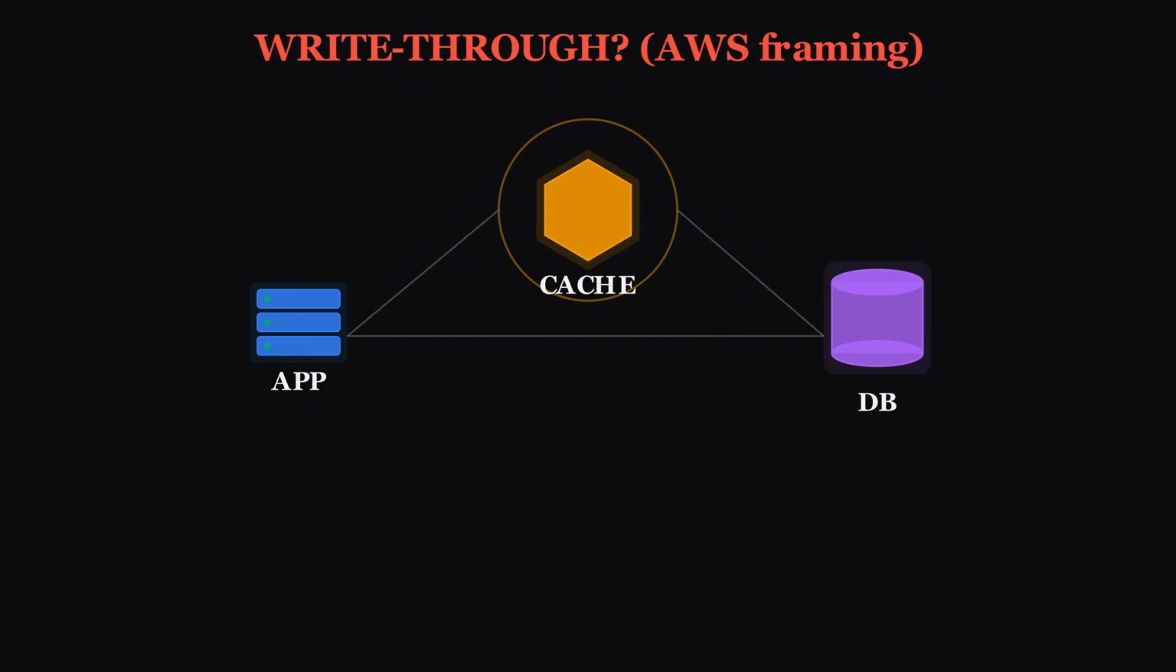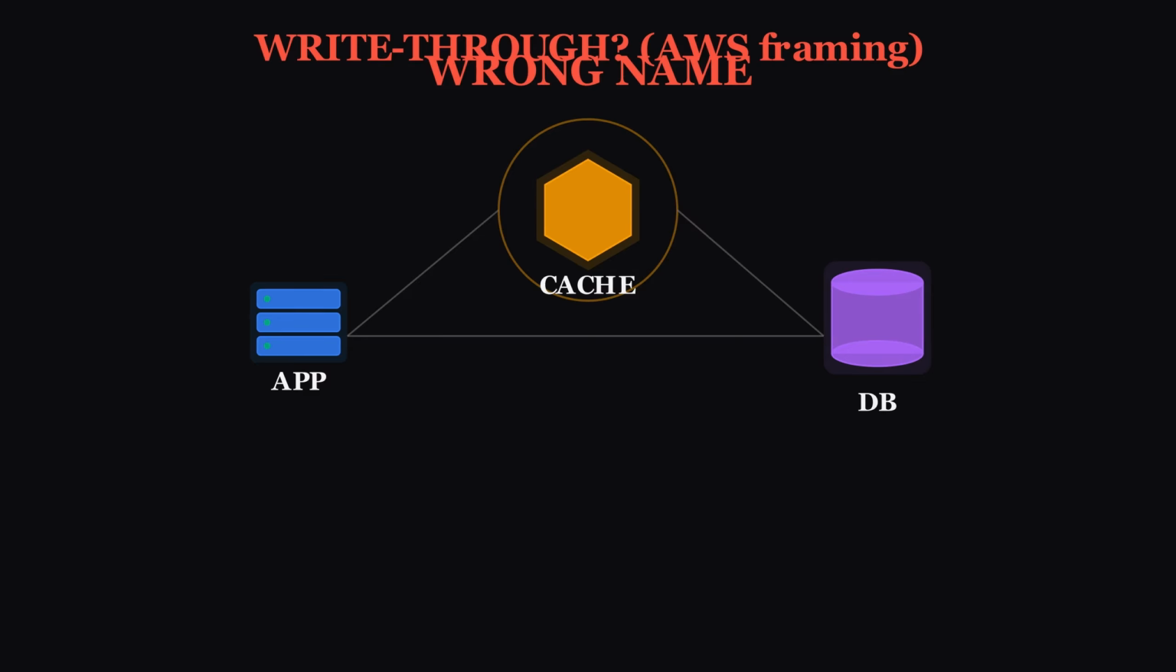Now, here's where it gets messy. If you read AWS's caching docs, you'll find a flow labeled write-through that looks like this. Application writes to the database. Database acks. Then the application sets the cache. The cache is never the write target. It's reactive. That's not write-through. That's cache aside with an update on write branch. The same shape we drew 30 seconds ago. The name write-through implies the write goes through the cache.